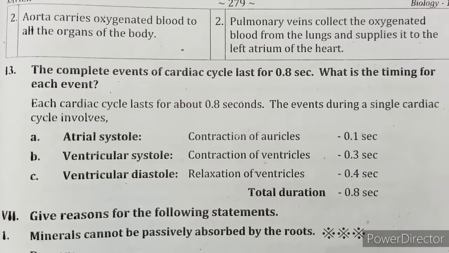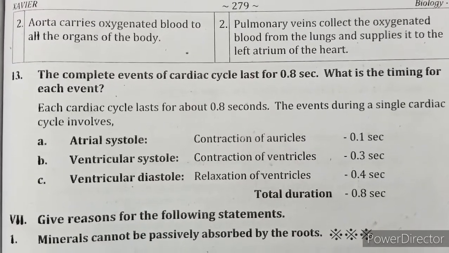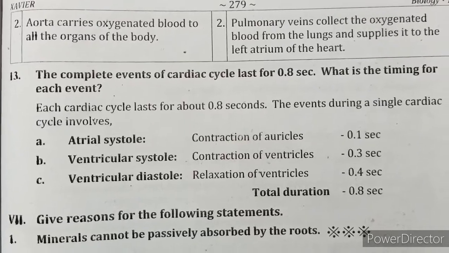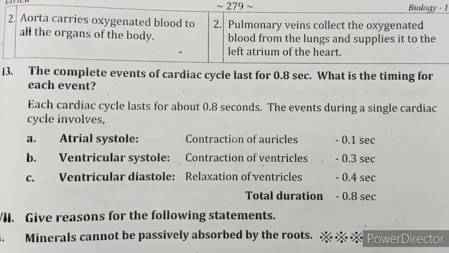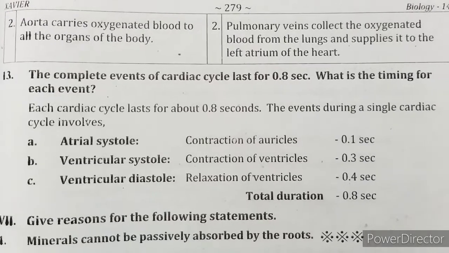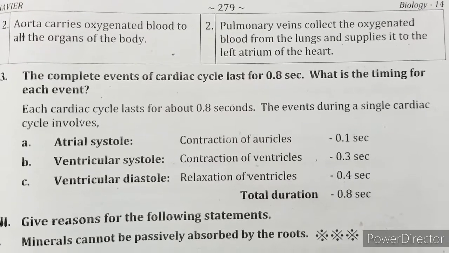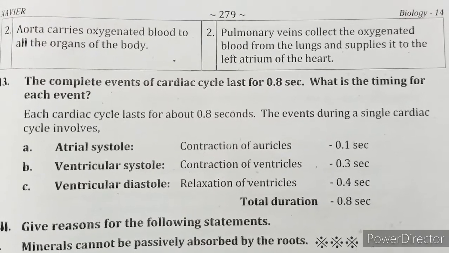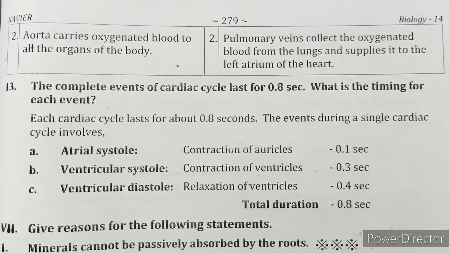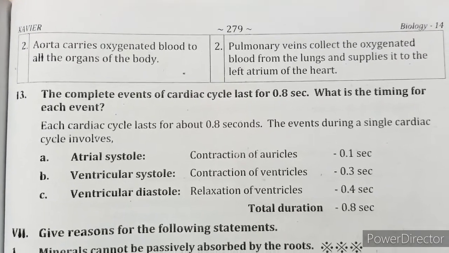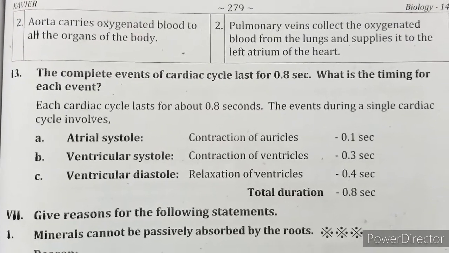What is the timing for each event? Each cardiac cycle lasts for about 0.8 seconds. The events during a single cardiac cycle involve atrial systole, contraction of auricles, 0.1 second; ventricular systole, contraction of ventricles, 0.3 second; ventricular diastole, relaxation of ventricles, 0.4 second; total duration 0.8 second.